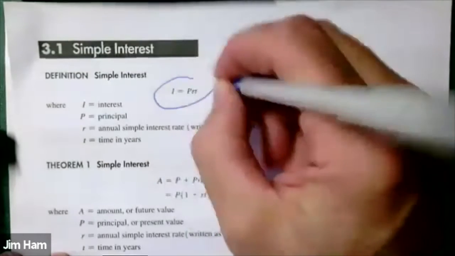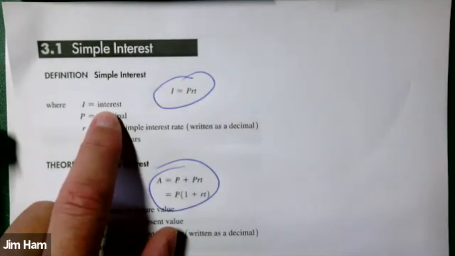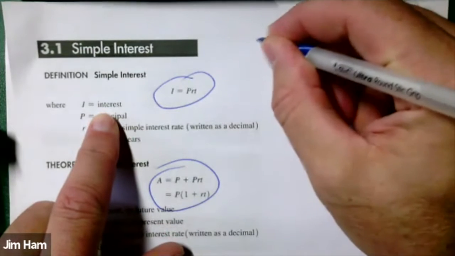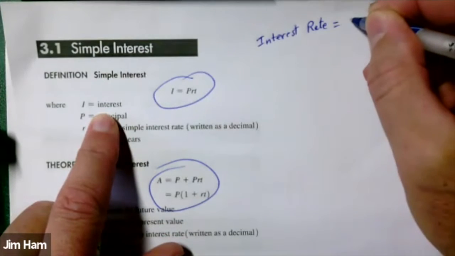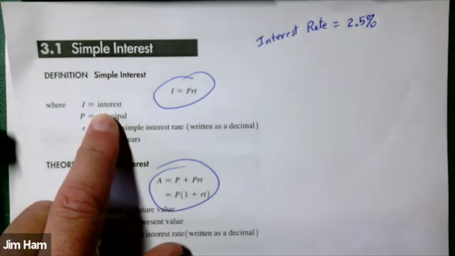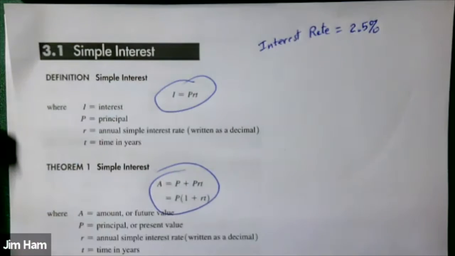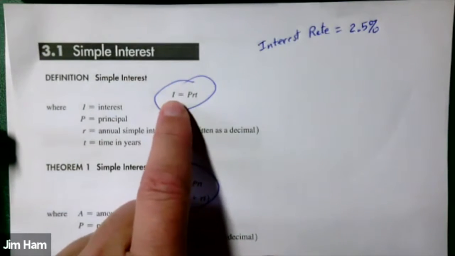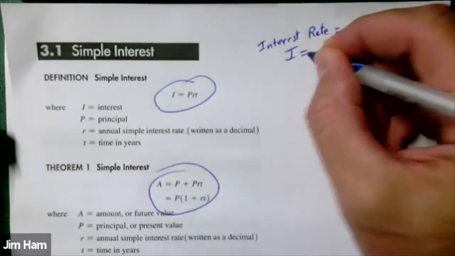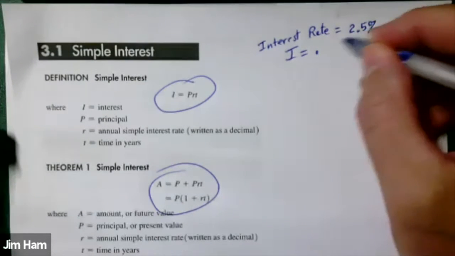Today we're going to look at two formulas here, and these are called the simple interest formulas. I is the interest. So if the interest rate, let's say, equals 2.5%, then one of the things that you're going to have to do to prep for the formula here, interest equals PRT, is let R be the decimal version of this number. So move the decimal point 2 places to the left.